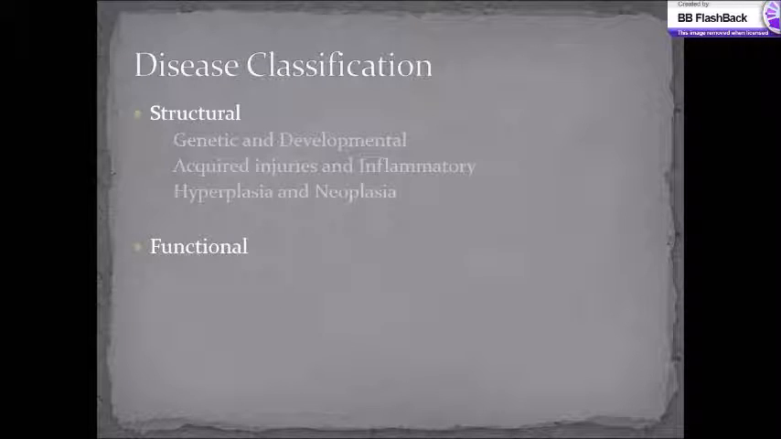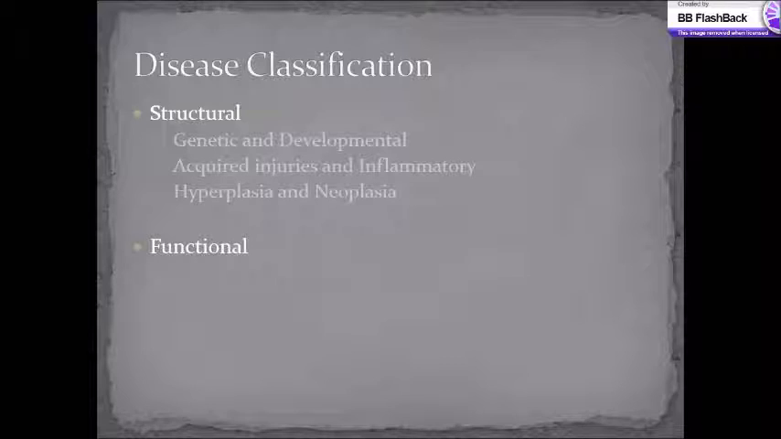Now, we said a disease is any type of abnormal change that occurs in the body with its structure and function. So when a disease is classified, it is classified as either structural or functional. When a disease is classified structurally, the cell changes physically and biochemically, which is also known as a lesion. For a disease to be considered structural in nature, the organ must be altered in some way. And there are 3 categories that fall under structural, and they are genetic and developmental, acquired injuries and inflammatory, and hyperplasia and neoplasia.